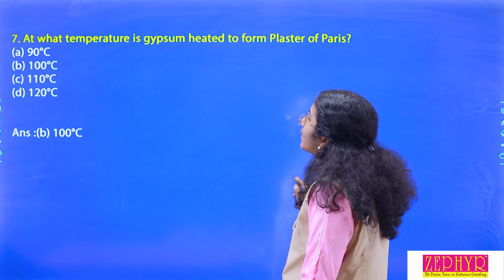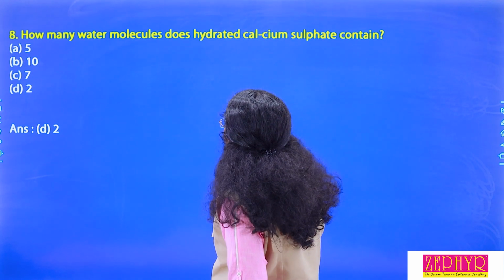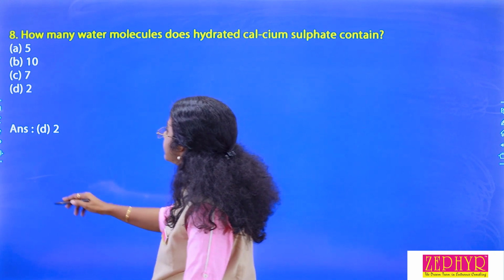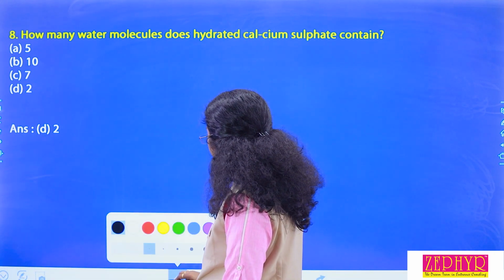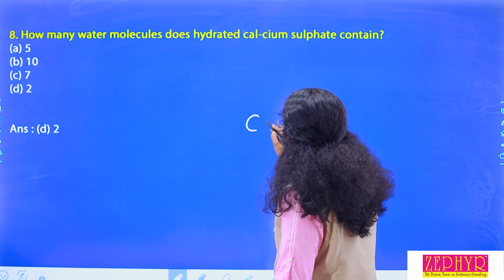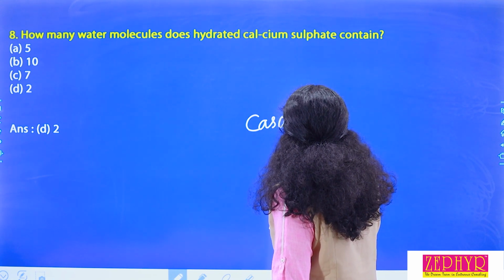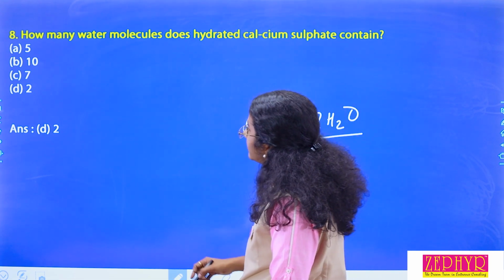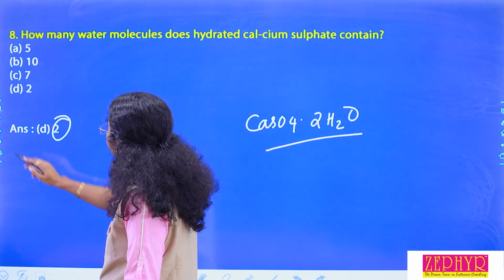Then next, the eighth one, how many water molecules does hydrated calcium sulfate contain? Hydrated calcium sulfate means CaSO4.2H2O. So, 2 water molecules only.